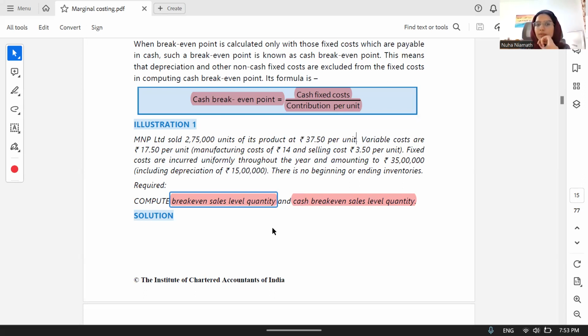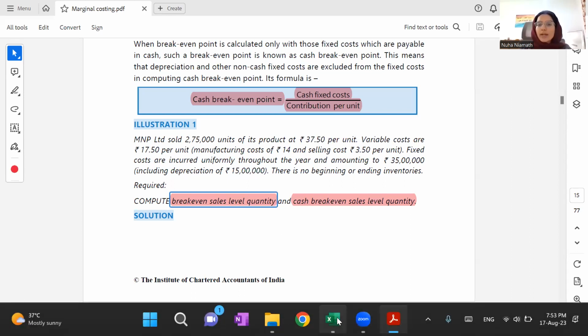Fixed cost by PV ratio. Okay, great. But here, fixed cost by PV ratio will give us the break-even sales value. What if I want the quantity? Fixed cost by contribution. Perfect, Anjana.